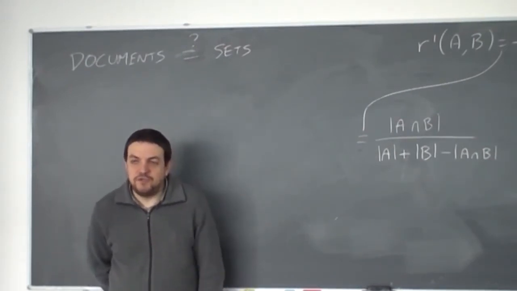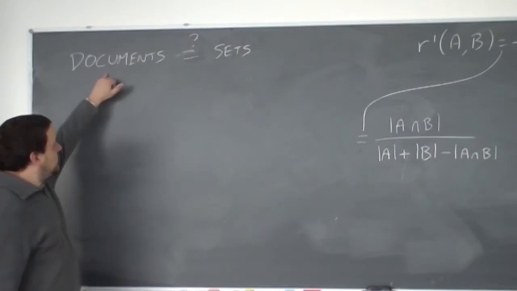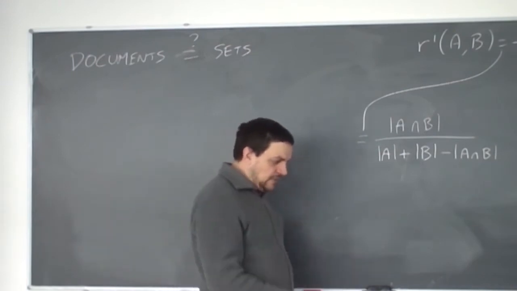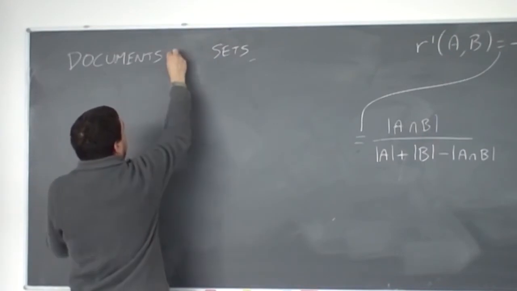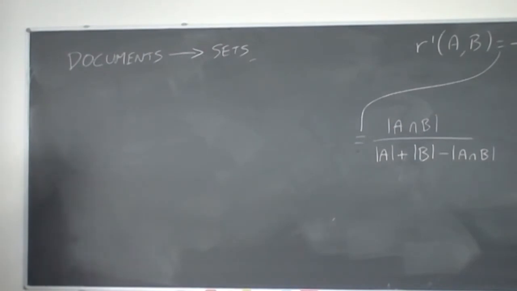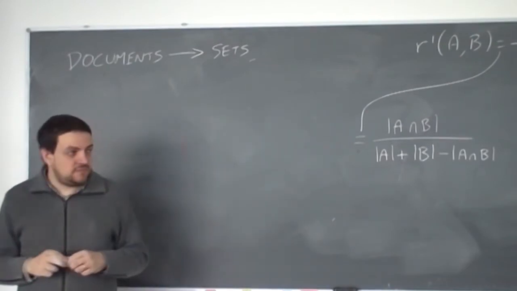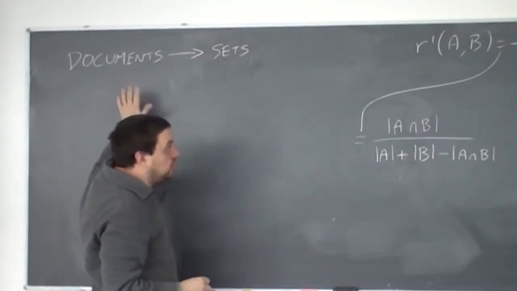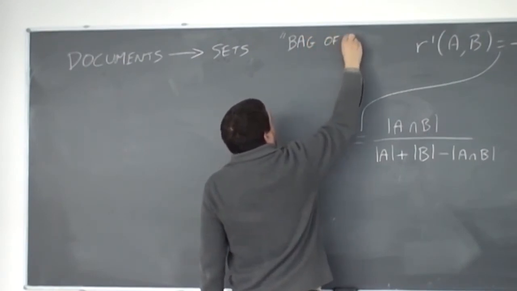Well, documents usually contain words. Can we see a document as a set of words? Well, of course we can. So you can, given some documents, transform each document into a set. A set representation of a document is usually called a bag of words.